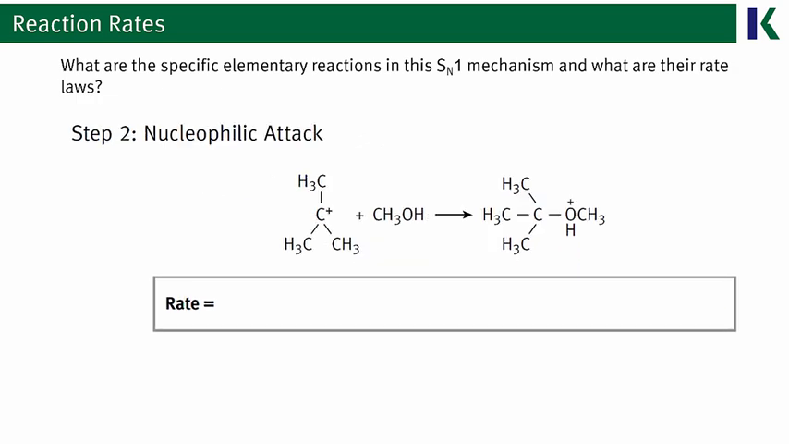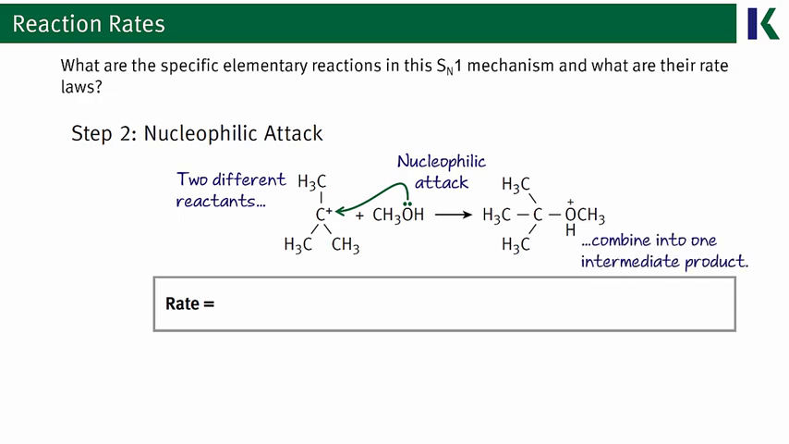Step 2, nucleophilic attack of our carbocation intermediate. Using what you know about elementary reaction types, take a look at this step and also assign a reaction order and think about what the rate law for this step should be as well. In this step, we have two different reactants. You might call them X and Y. Our nucleophile attacks our electrophile and they combine into one more intermediate product.